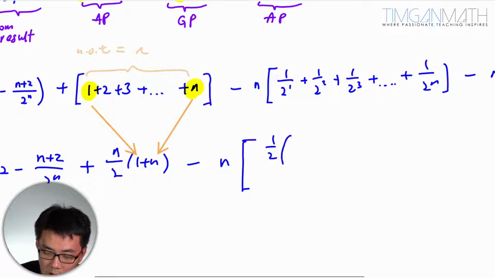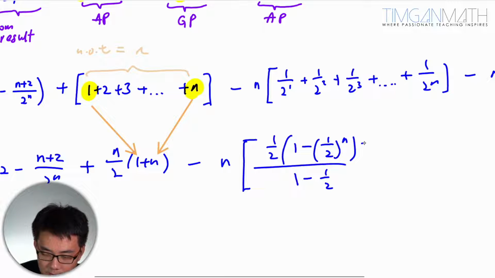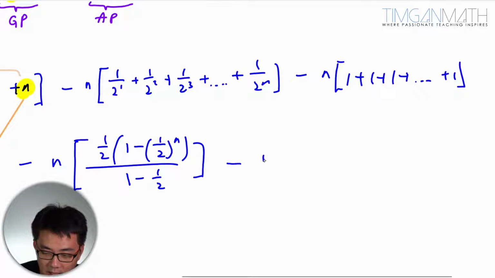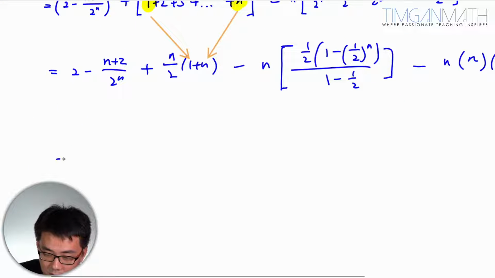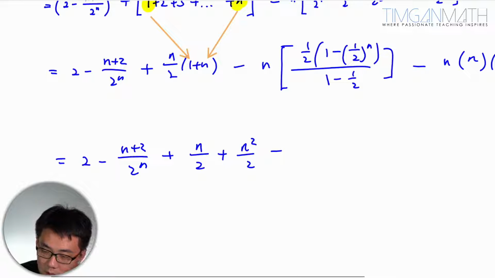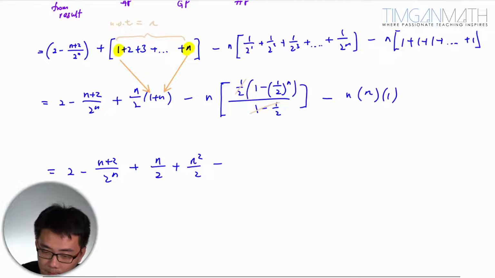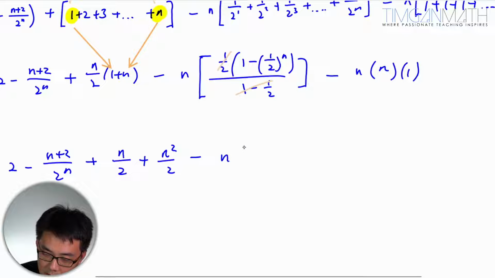a times (1 minus r to the power of n) over (1 minus r). The last one will be n times 1, that's just n. That's about it. So you can actually quickly do this. The only thing that is confusing is that there are too many moving parts here. These two can cancel away, these two can cancel away. They are half. This is n.